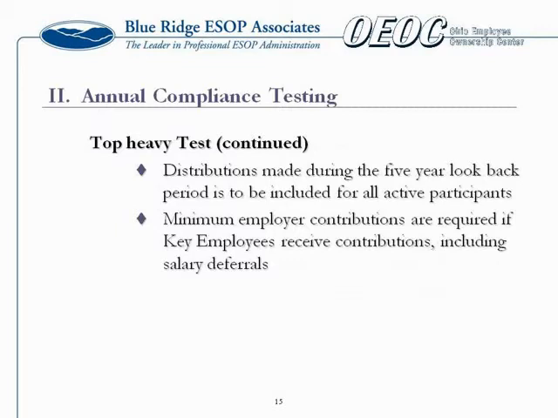And a few more bullets, just continuing on the top-heavy 416 test. Distributions made during the 5-year look-back period are to be included for all active participants, and minimum employer contributions are required if key employees receive contributions, including salary deferrals.